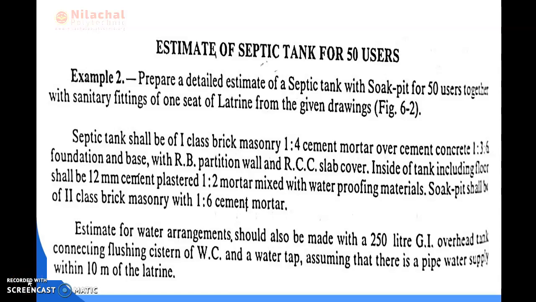Good morning, everyone. We discuss the estimate of a septic tank for 50 users. In the previous class we discussed the question of what type of material is used in the case of a septic tank. Here the diagram is provided.